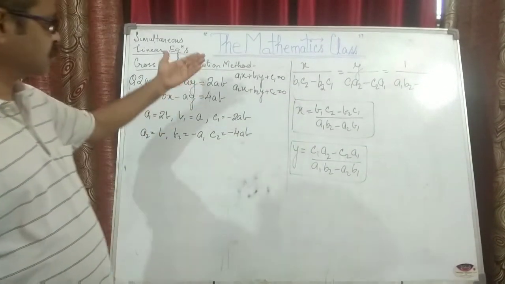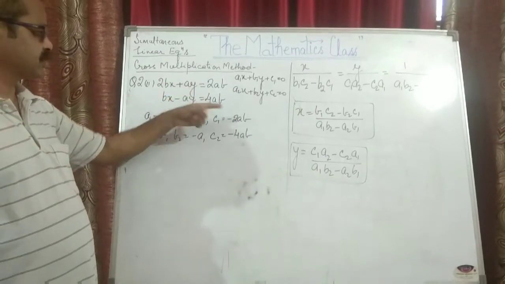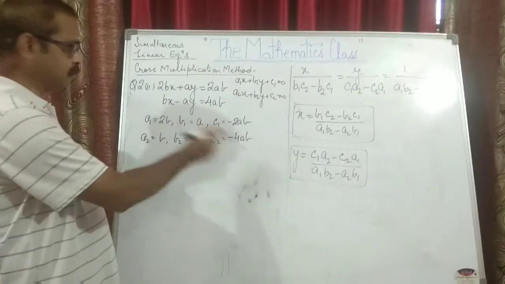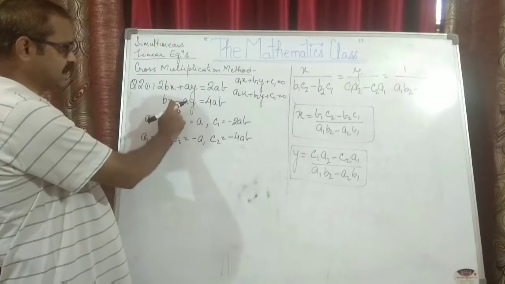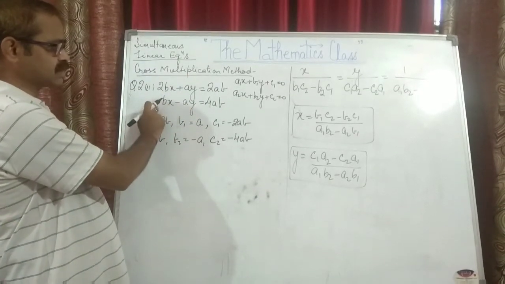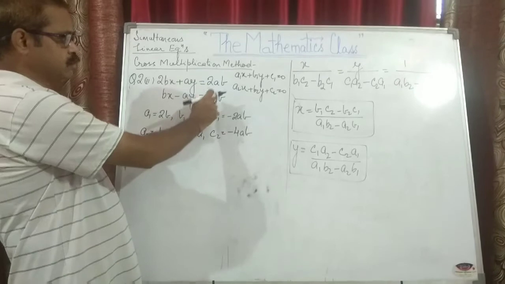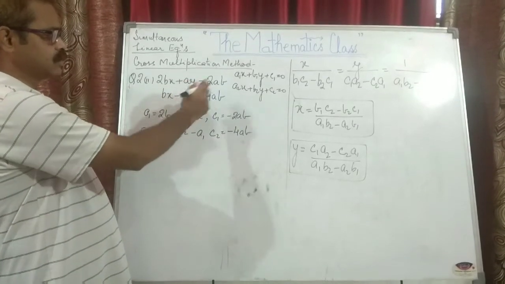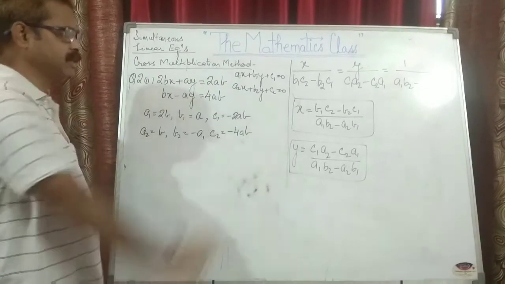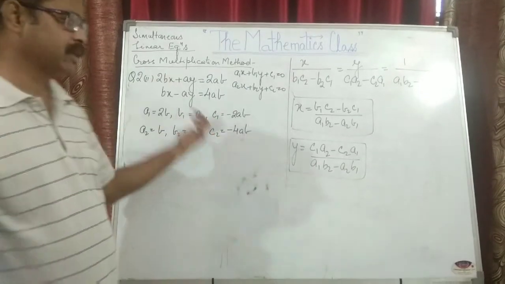Or this question can be solved by the elimination method very easily. If you solve it by the elimination method, you can see plus and minus will cancel. For x, this will be 3b x is equal to 6ab. So x is equal to 6ab upon 3b. So it will be 2a, something like that will be the answer.